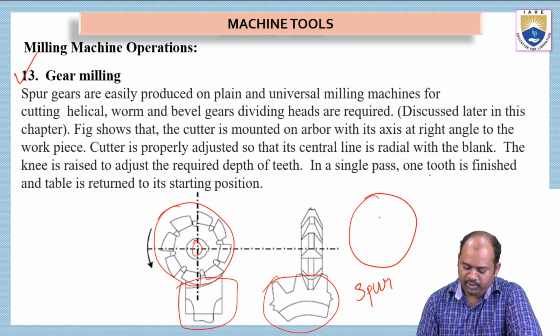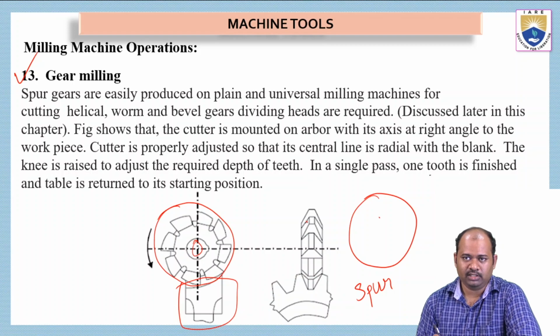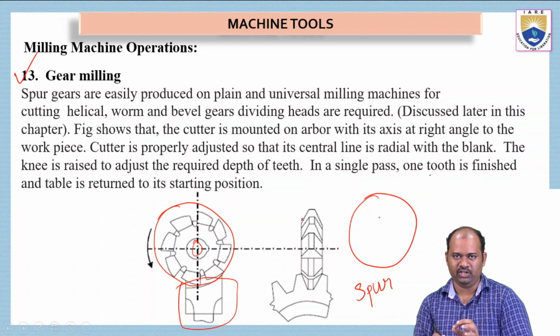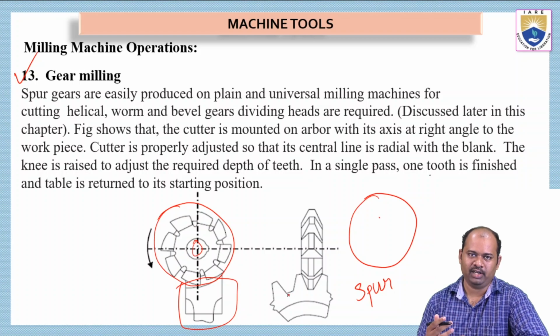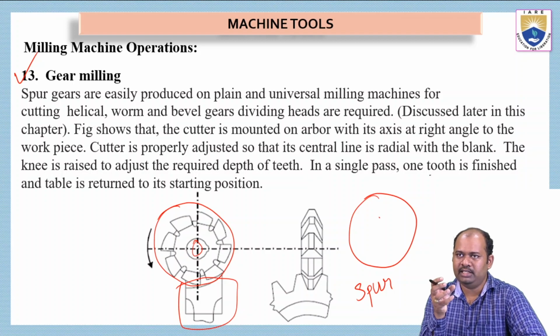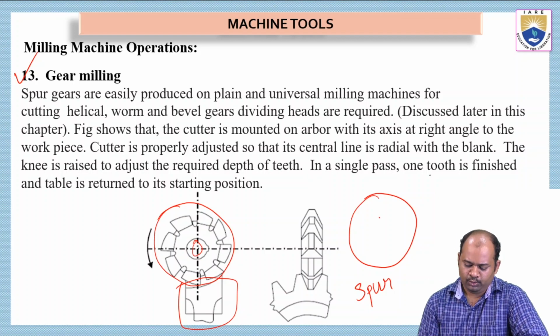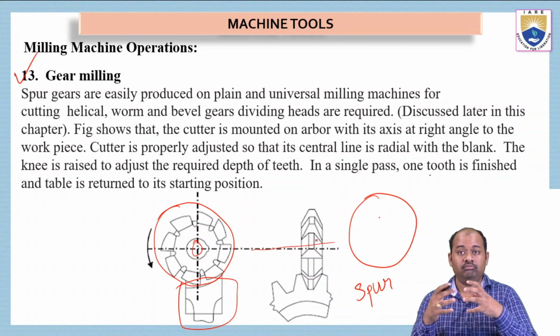See here on the spur gear, the axis of rotation of the tool is perpendicular to the axis of the spur gear. The spur gear will be stationary in this condition. The cutter is properly adjusted so that its central line is radial with the blank.